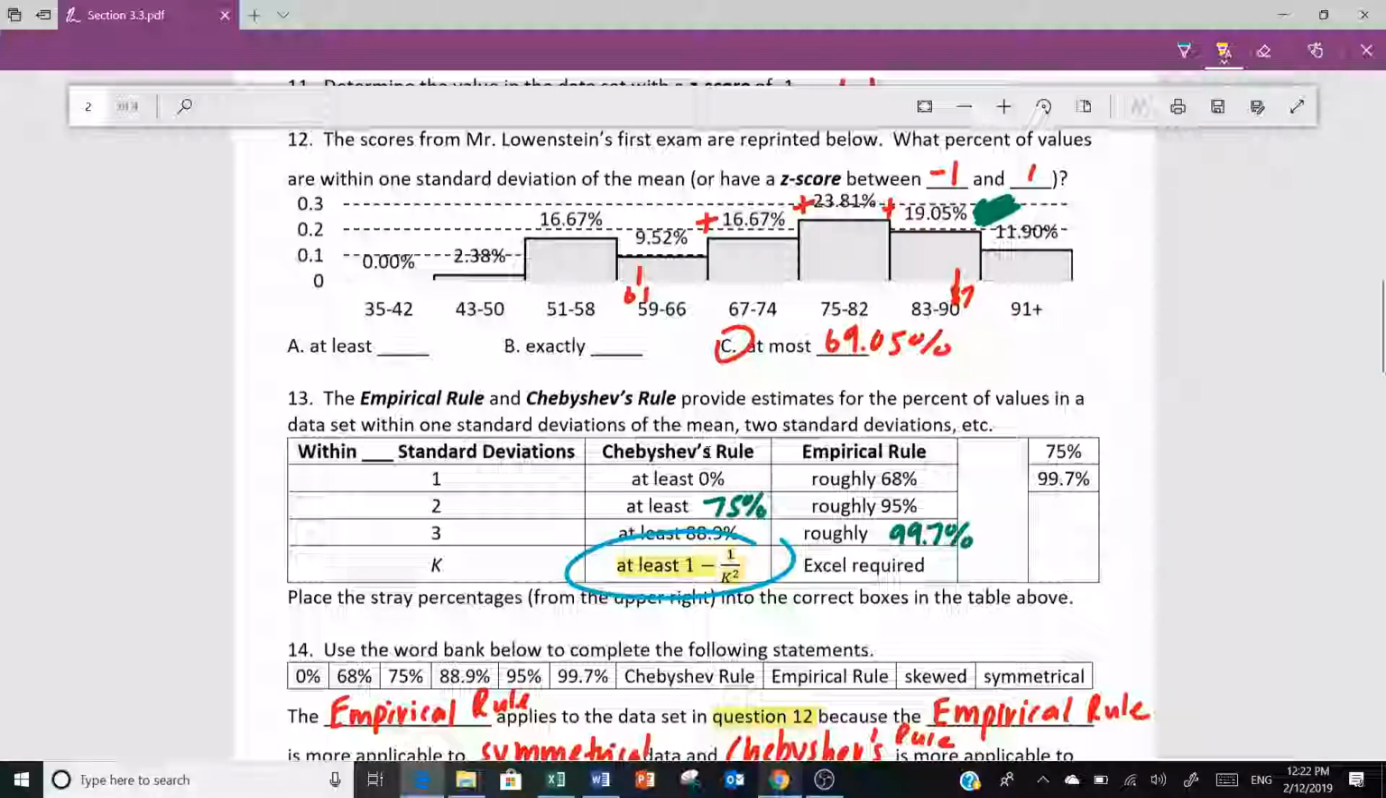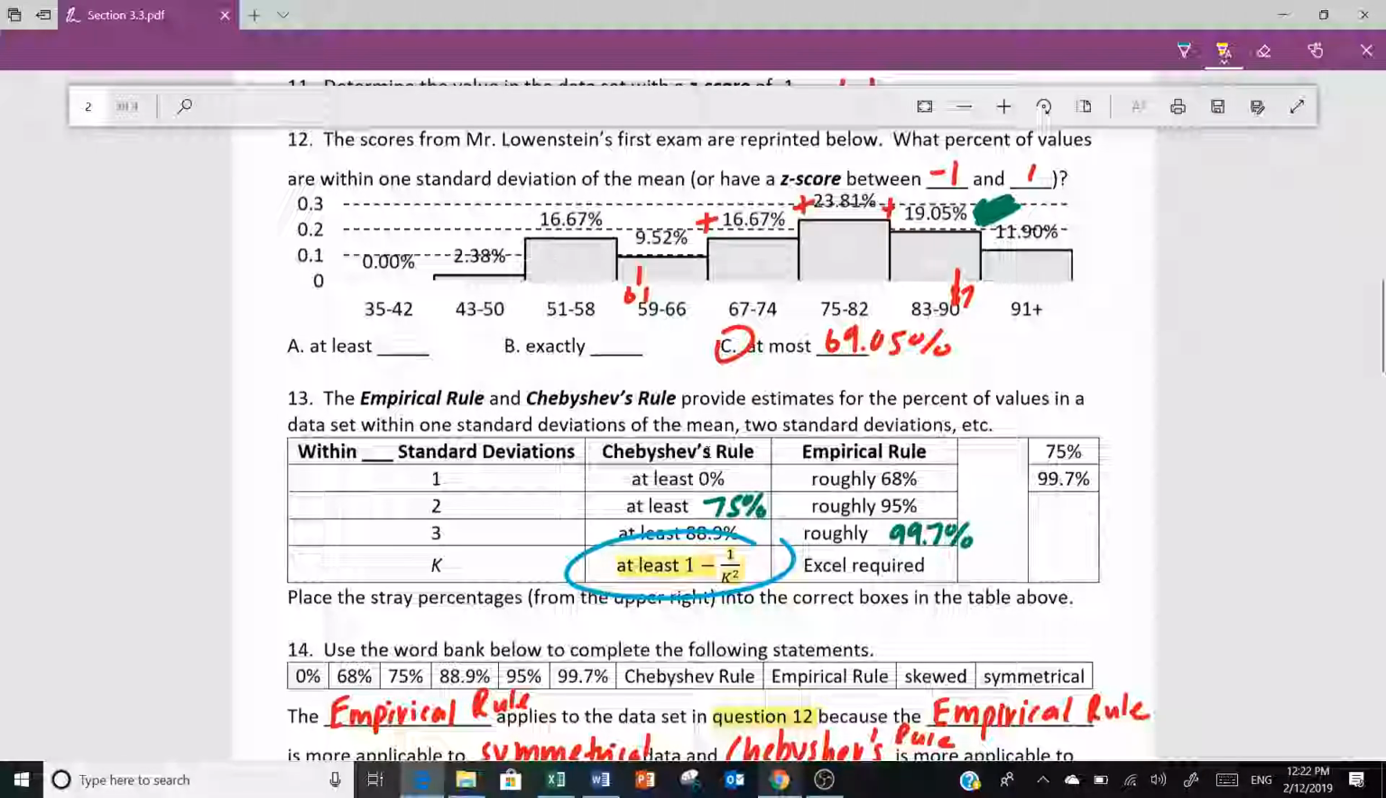Do you really want to say at least 0% of the values is within one standard deviation? That's always true. It's going to be at least 0%. You can't have less than 0% of the data. So this is not an inaccurate statement.